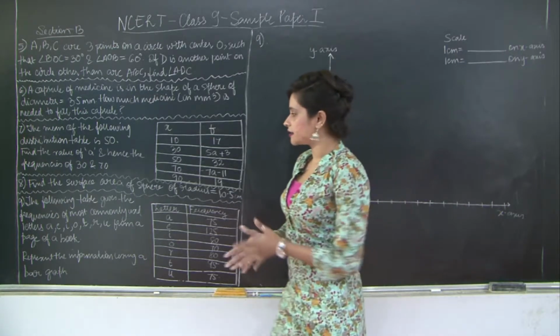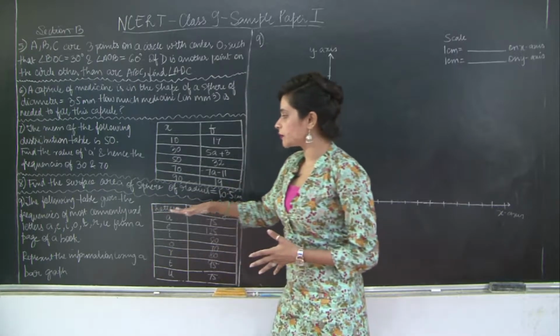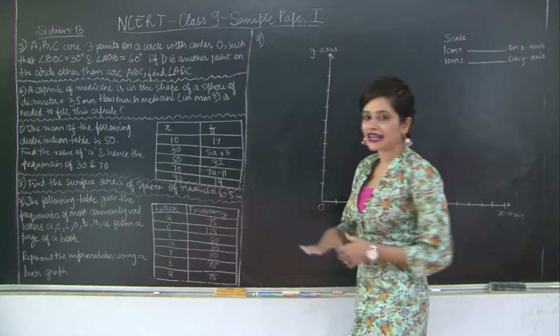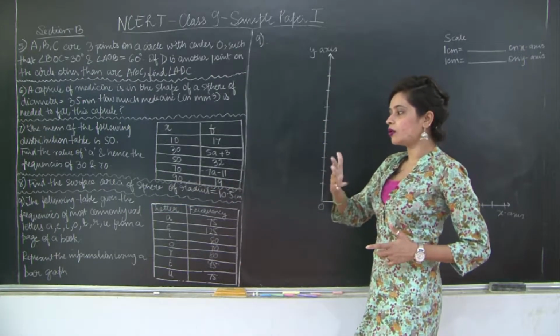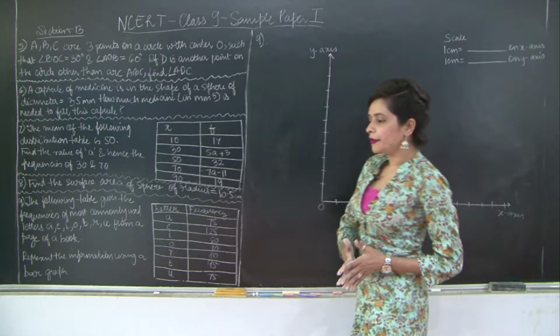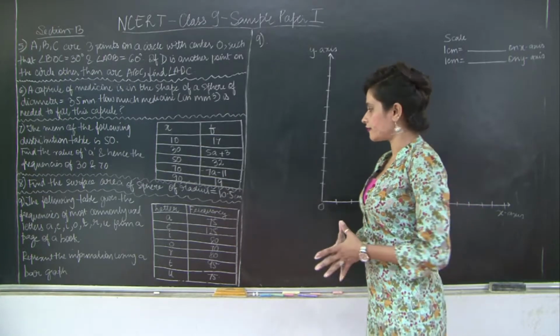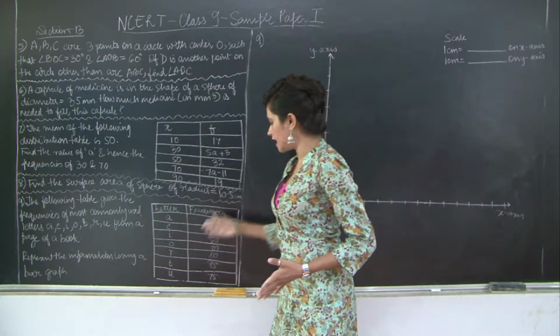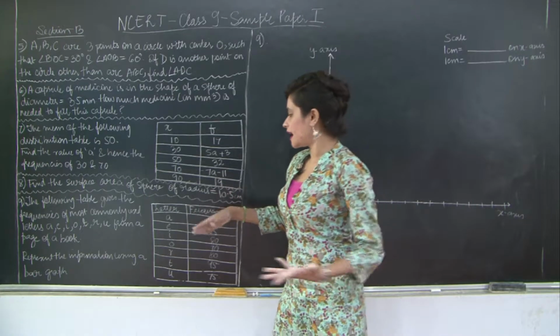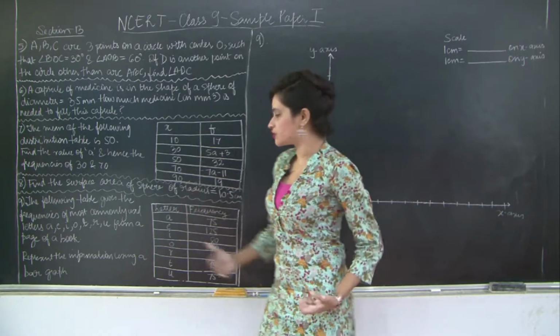So let's get started. The following table gives the frequency of most commonly used letters A, E, I, O, T, R, U from a page of the book. Represent the following information using a bar graph. So here we have the letters and here is the frequency. This is, as we can say, an ungrouped frequency distribution table.